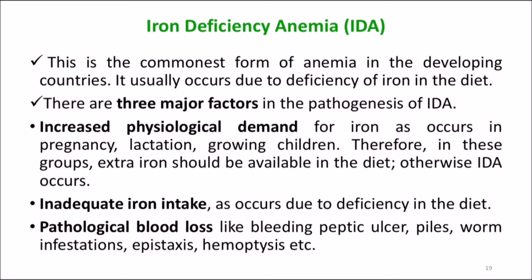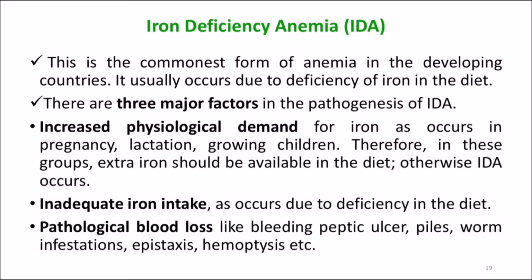It can be increased physiological demand for iron, inadequate iron intake, or pathological blood loss. Increased physiological demand for iron can occur in pregnancy, lactation, and growing children. There is a requirement of extra iron during pregnancy, lactation, and in growing children, so this can be one of the major factors in the pathogenesis of iron deficiency anemia. In these groups, extra iron should be available in the diet, otherwise this type of anemia can occur. Second, inadequate iron intake occurs due to deficiency in the diet, with decreased iron supplements taken.